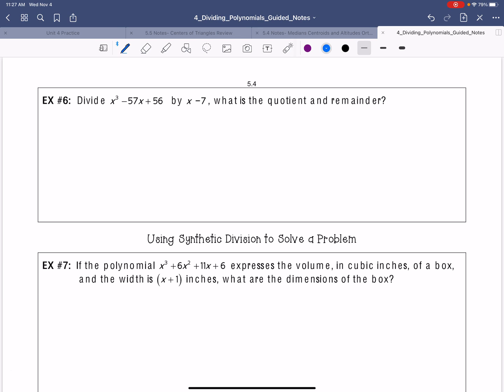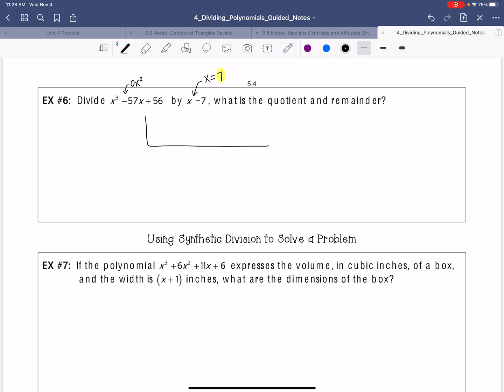All right, so let's go ahead and now go to our third page, and we're going to attempt this. We're going to divide x cubed minus 57x plus 56. First thing I notice on this guy is we're missing an x squared, so there's really a 0x squared in there. Next thing is we need to solve for x. So this gives me x equals 7. So you are dividing by 7, not -7. We're dividing by that 7.